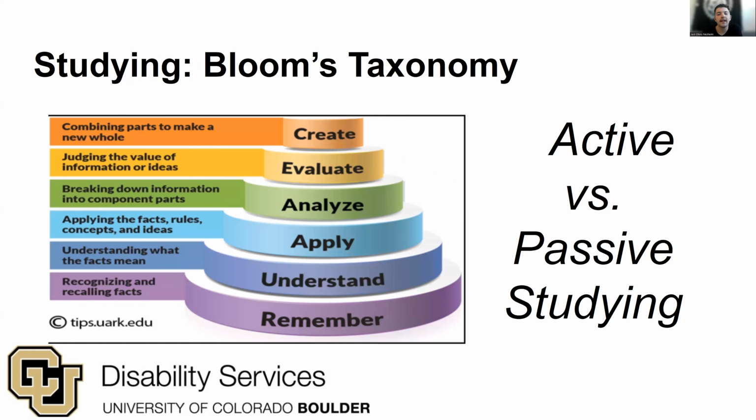Shown on screen is a diagram of Bloom's taxonomy, which looks at different levels of engaging with knowledge. On the bottom level, one is able to recognize and recall facts. As you move up through the diagram, the engagement with the material increases, such as the application of facts and using your knowledge to create new understanding.